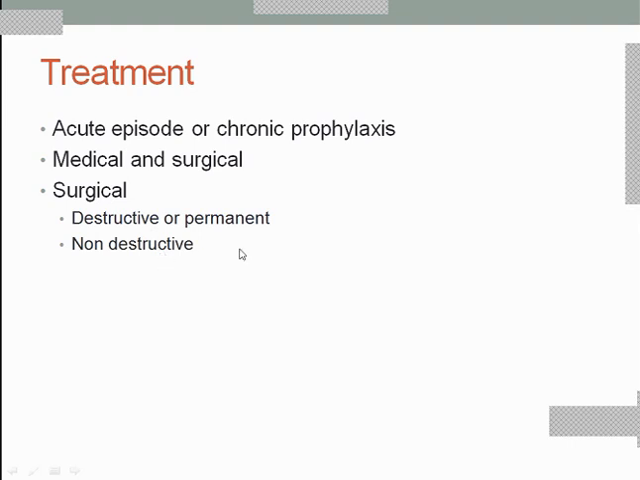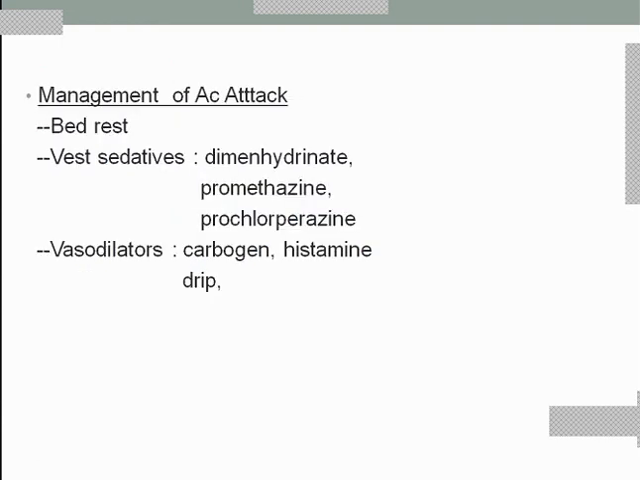So in case of an acute episode, as I told you, when a membrane ruptures, an acute episode of Meniere's presents with vertigo, a severe vertigo. So we have to give vestibular sedatives, which will prevent the vertigo, like dimenhydrinate, promethazine, or prochlorperazine. This helps to alleviate the symptoms. And vasodilators help drainage of the endolymph by decreasing the endolymphatic pressure, along with bed rest.